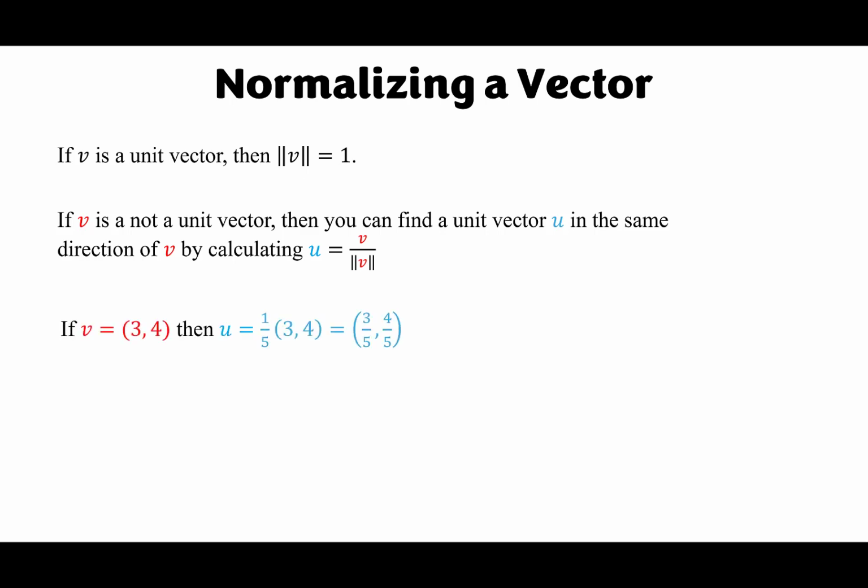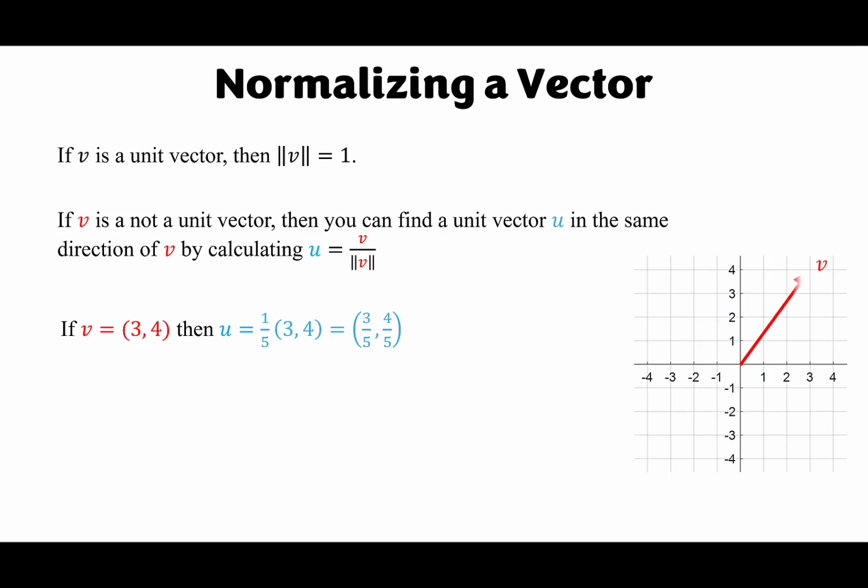Let's look at an example. Our 3, 4 vector, we already know that it has a length of 5, as we calculated before. So if we scale the 3, 4 vector by 1/5, or in other words, take the 3, 4 vector and divide by its length, which is 5, then we get the vector 3/5, 4/5. Let's look at a graph of that. There's the vector v, and here's the vector u, 3/5, 4/5. It's in the same exact direction as v. It's just a scalar multiple of v, but it's a unit vector. It has a norm of 1. v has been normalized to get our vector u.